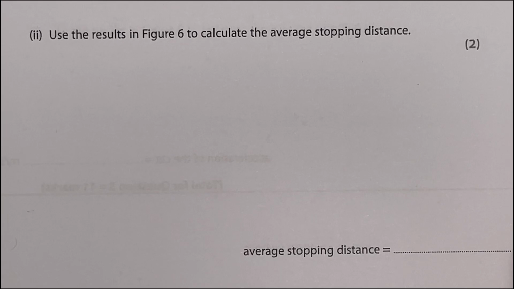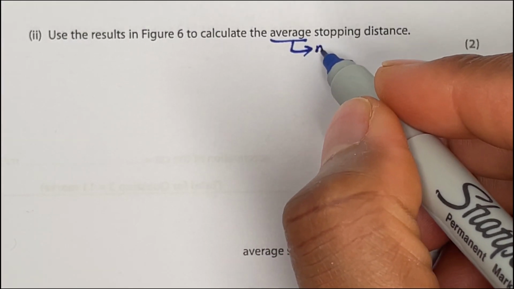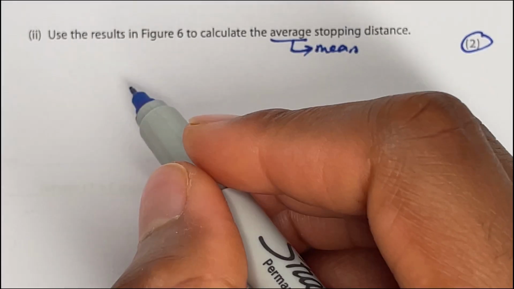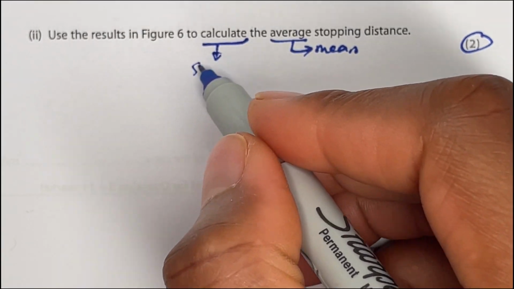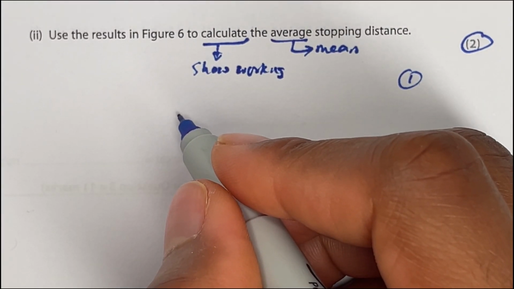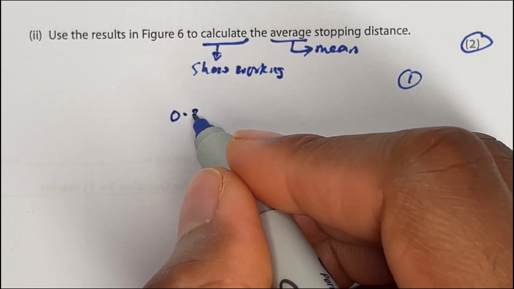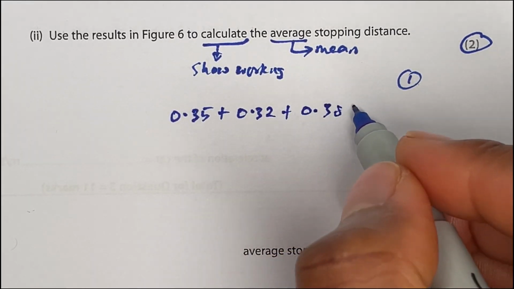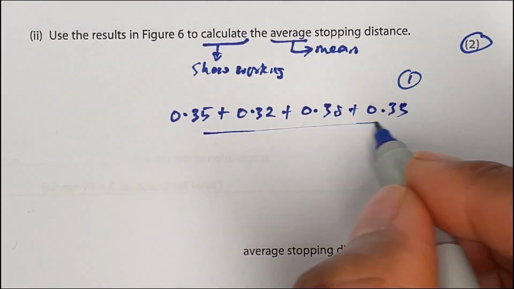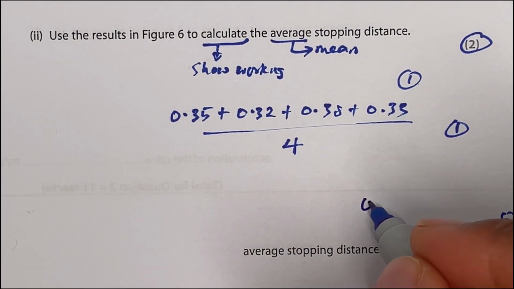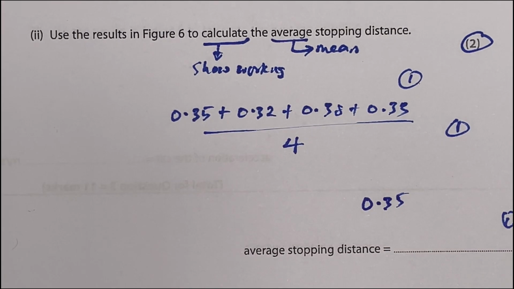Use the results in figure 6 to calculate the average stopping distance. Average means mean. So I have to find the mean of the results for 2 marks. It says calculate, so I need to show my working out. Show working, 1 mark. My answer will be 1 mark. We don't use the anomalous value for the mean calculation, so I remove that. 0.35 plus 0.32 plus 0.38 plus 0.33, divided by the total, that's 4. That gets me 1 mark. My answer would be 0.35. That is my remaining mark.